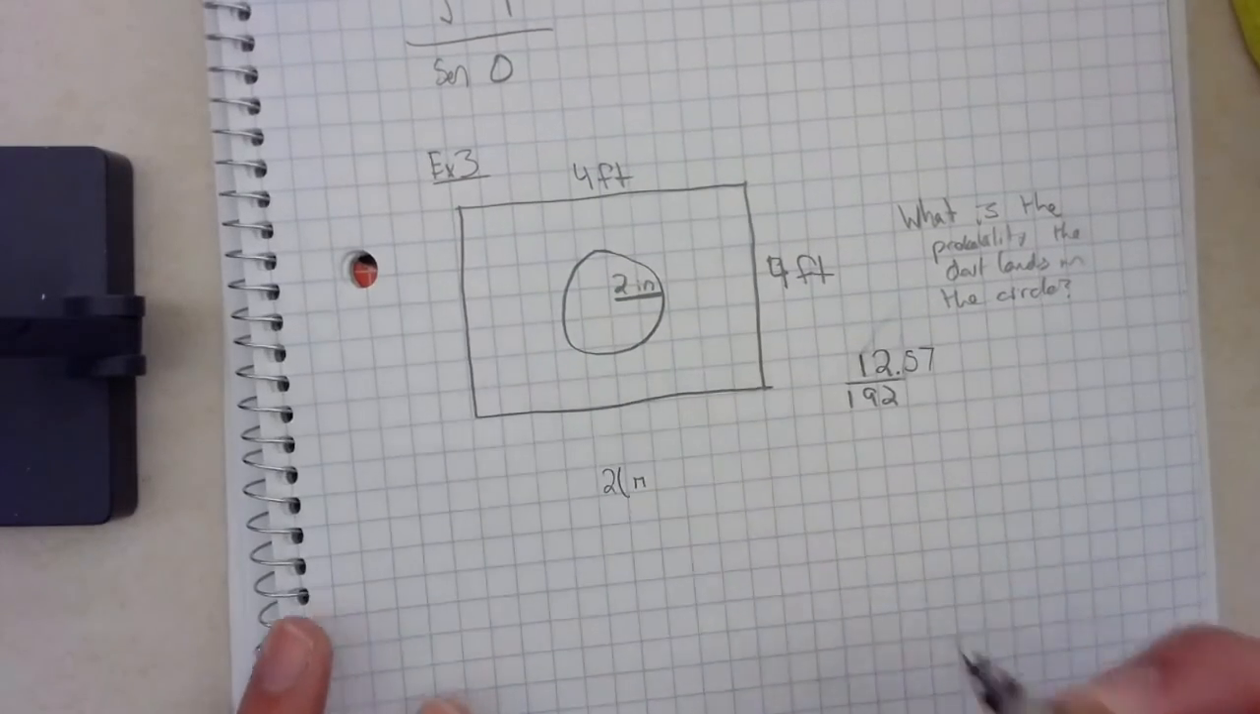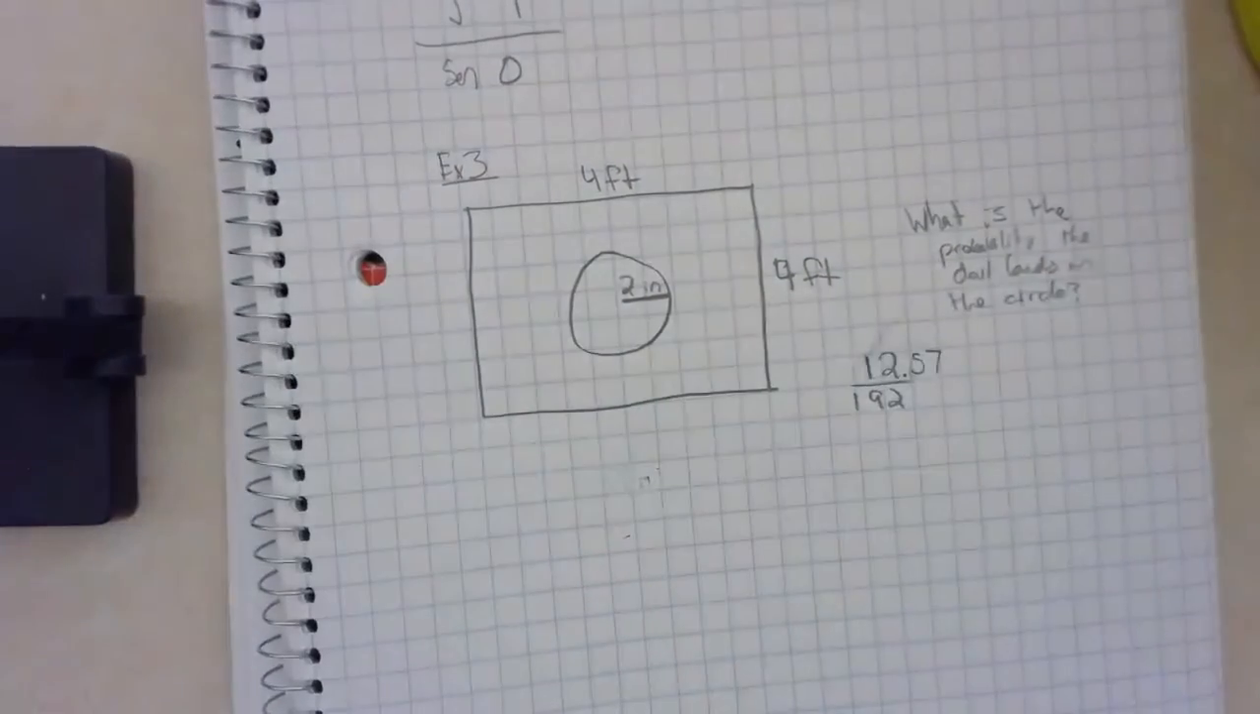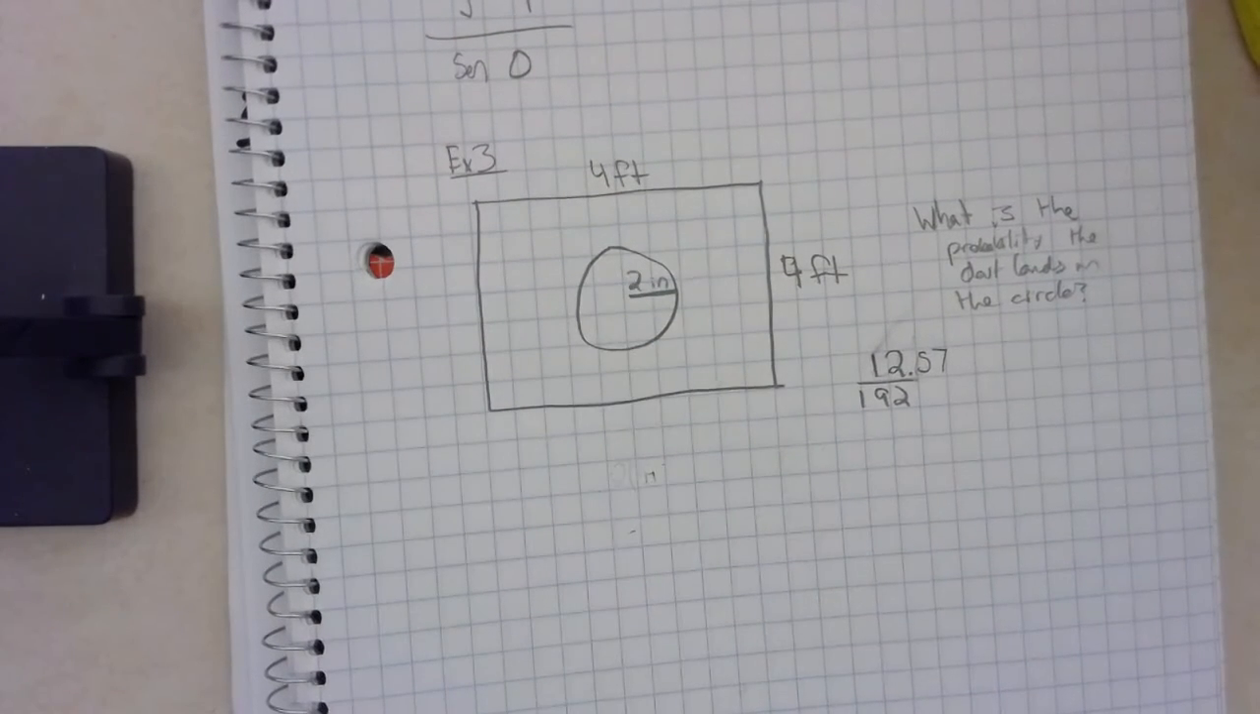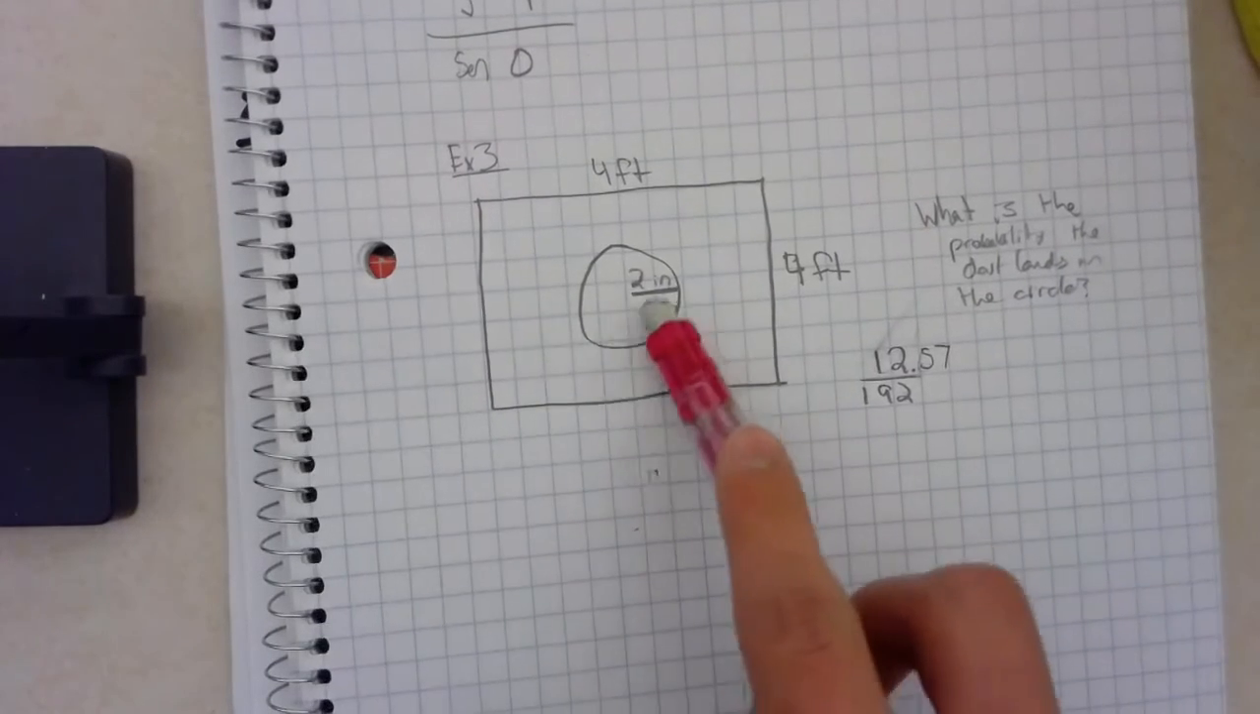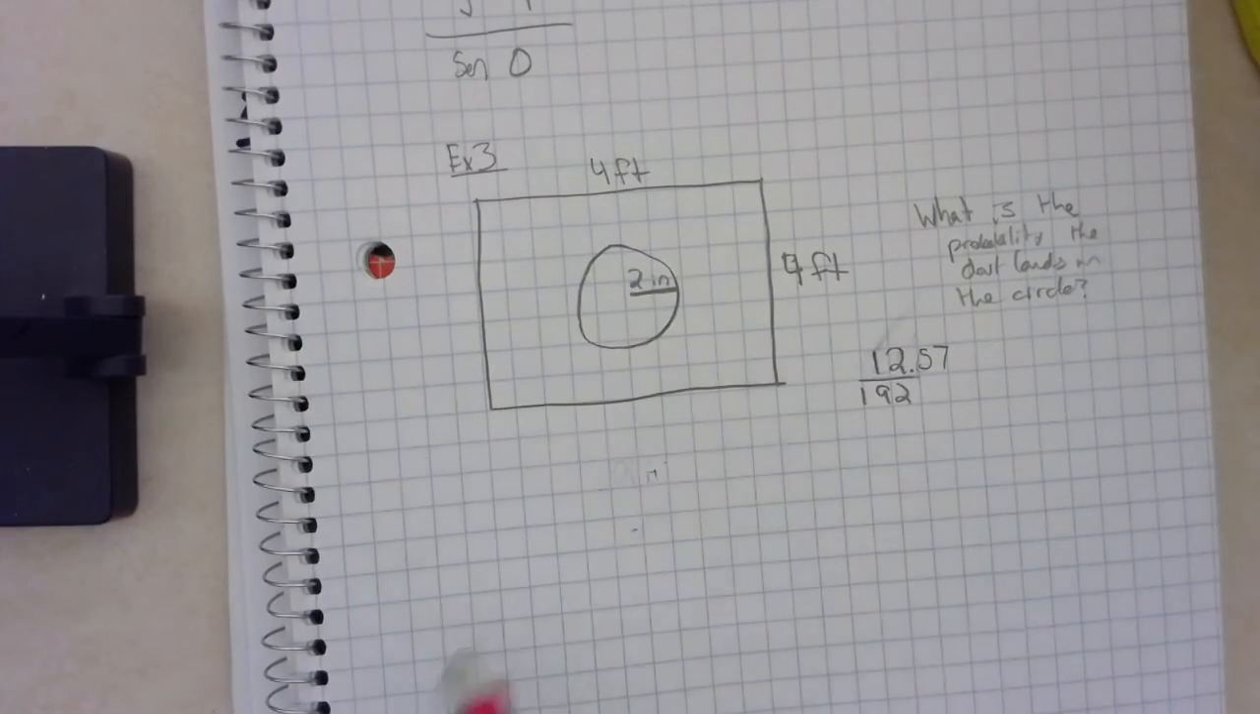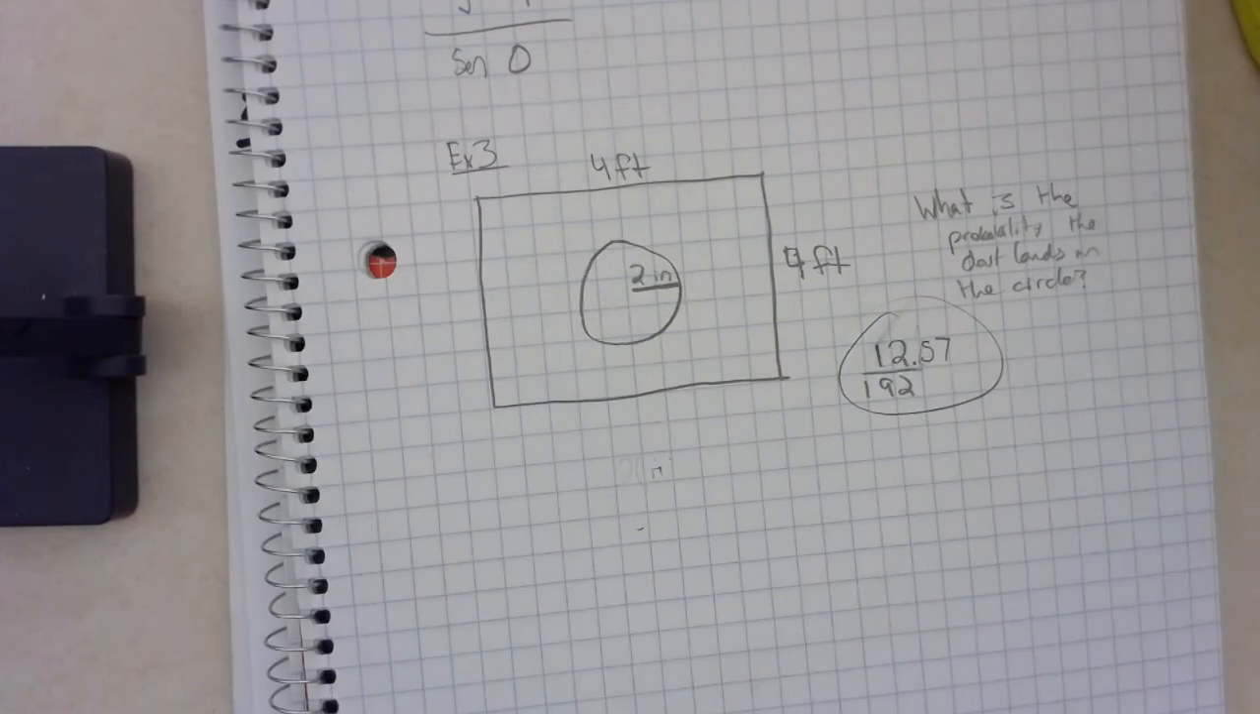Oh wait, no, that's not how I did it. Okay, basically I just did 2 pi r, because that's how to get the area. No, oh yeah, pi r squared, because that's how you get the area. Sorry, it's really delayed. So you get 12.57, which would be the area of the circle. And the total area of the rectangle is 16 feet. But since the area of the circle is in inches, you have to convert it to inches. So it would be 12.57 over 192.